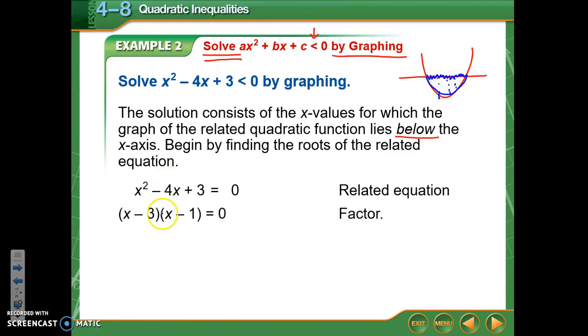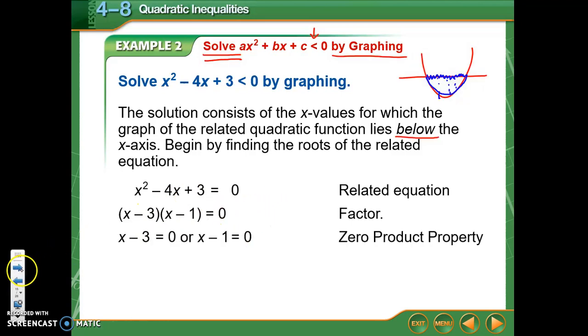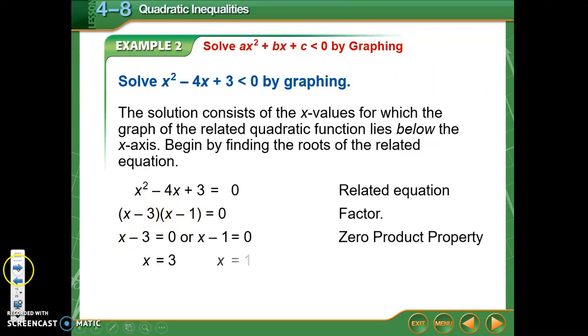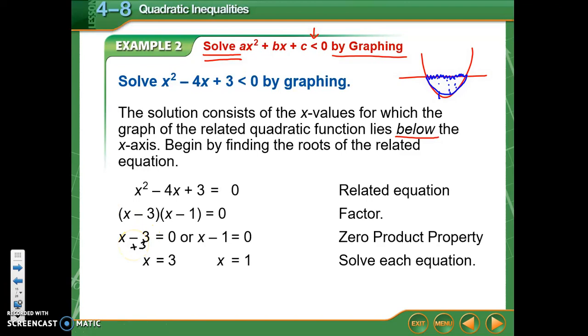And actually here we're going to factor it so that we can find our x-intercepts. So when I factor this, I get x minus 3 times x minus 1. So I set each factor equal to 0, and when I solve those, so here I'm adding 3 to both sides, so I get x equals 3. And here I'm adding 1 to both sides, so I get x equals 1. So if we were looking at this picture up here, this would be the point (1, 0), and this would be the point (3, 0).